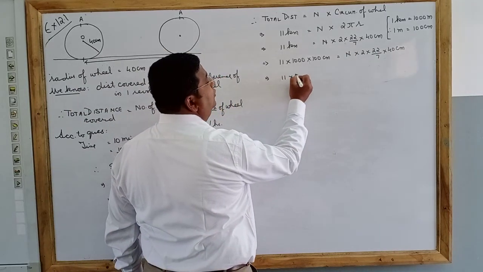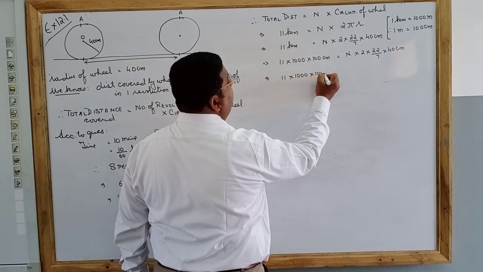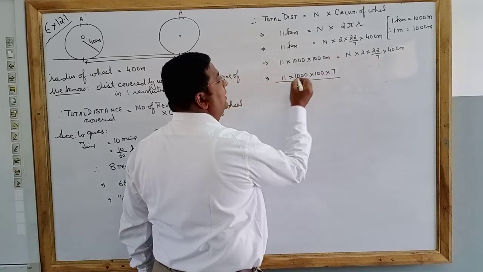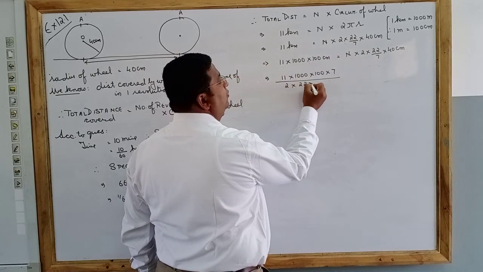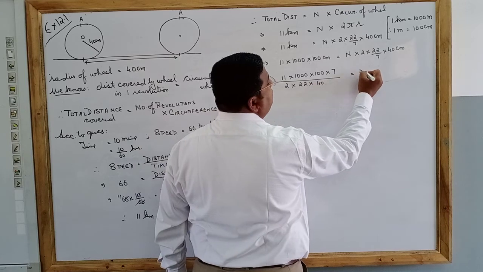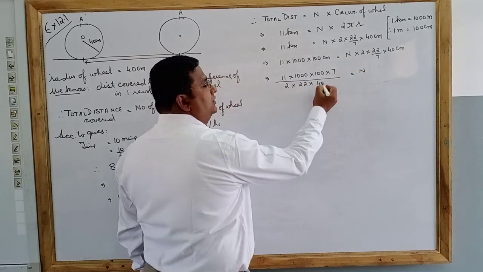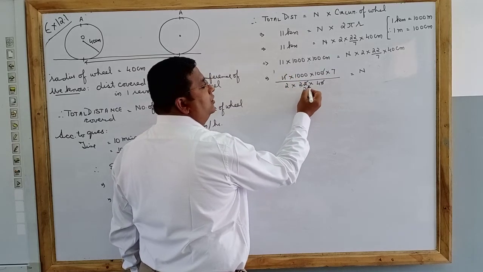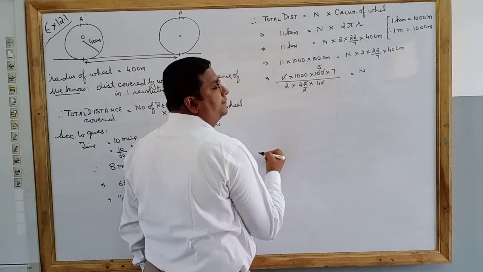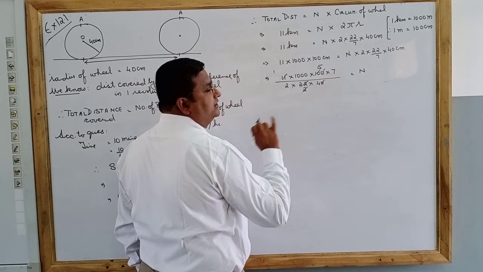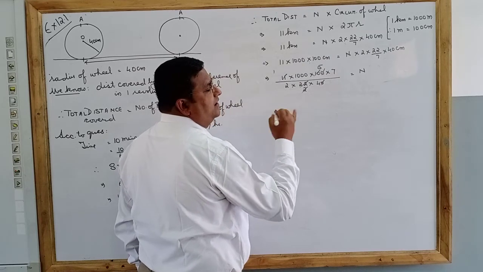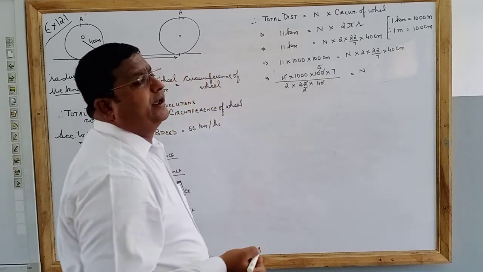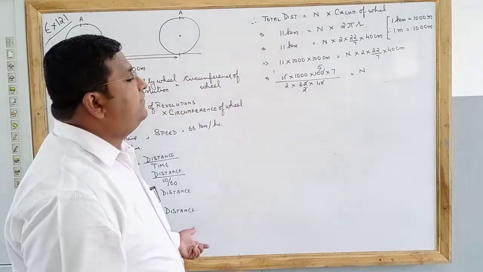So 11 into 1000 into 100 into 7. 7 is in division, goes in multiplication, into 2 into 22 into 40 is equal to number of revolutions. 0 and 0 cancel. 11 ones are 11, 11 twos are 22, 2 ones are 2, 2 fives are 10. Simple calculations. It is not going to be very tough calculations in the mensuration unit. Only thing you have to do is the transposition and application of the formula correctly. Otherwise, everything will be very simple.